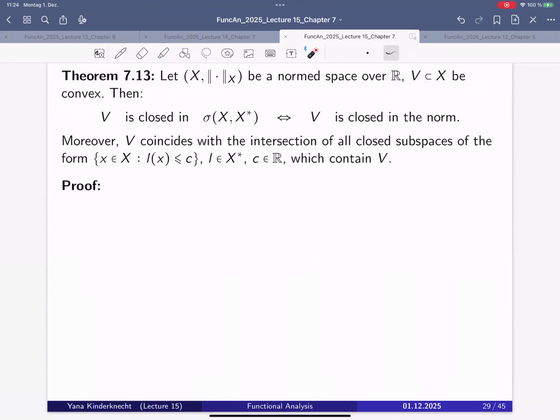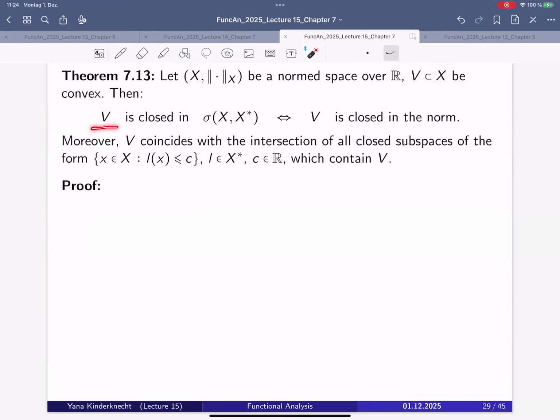For each 2 points in V, the special linear combination is there in it. So the whole interval between them is in V. So for convexity, we need only the linear structure of X. Convexity is defined only in terms of linear structure. We don't need any topology. So the set is convex in X in spite of any topology.